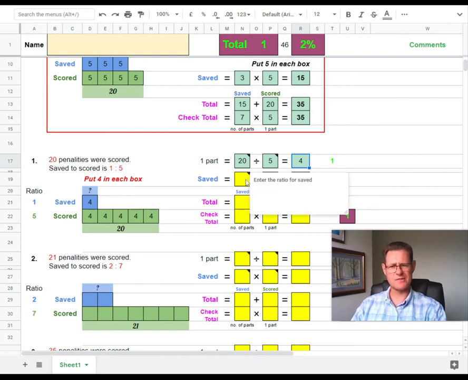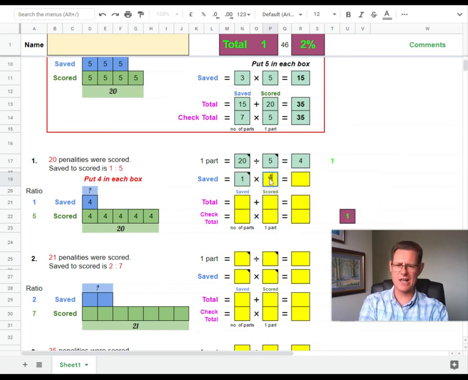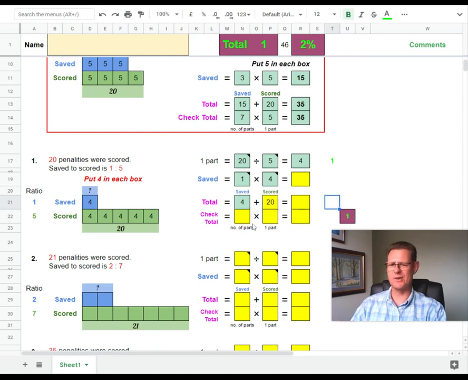Now the saved, well, enter the ratio for saved. There is only one part for saved, and we're going to multiply it by the value for one part. That's 4. I'm going to leave you to finish that off. If you want to know the total, well, it's the amount that's saved. Well, that's obviously 4. And the amount that's scored, we've already done that, 20. And I'll leave you to add them together and do a double check.